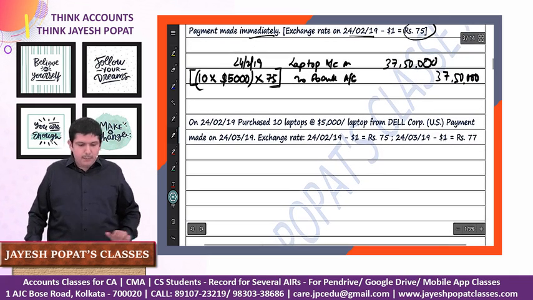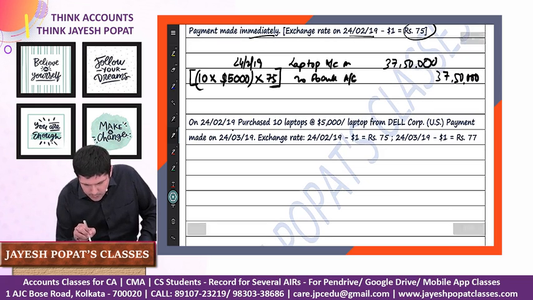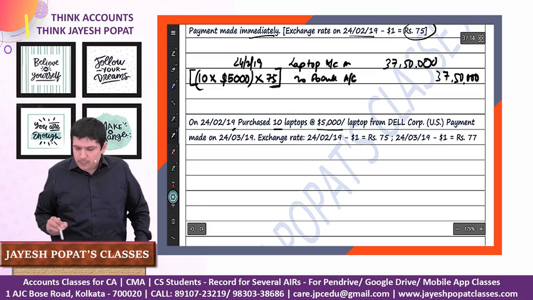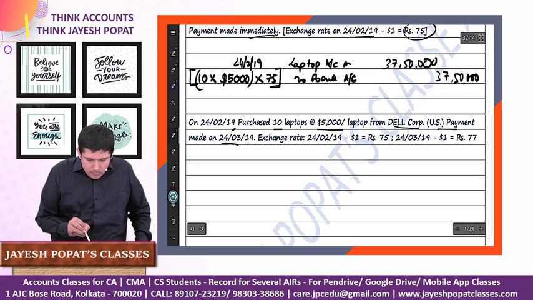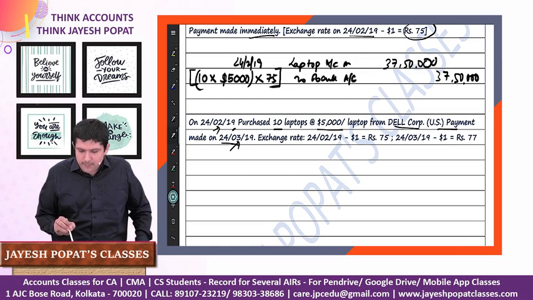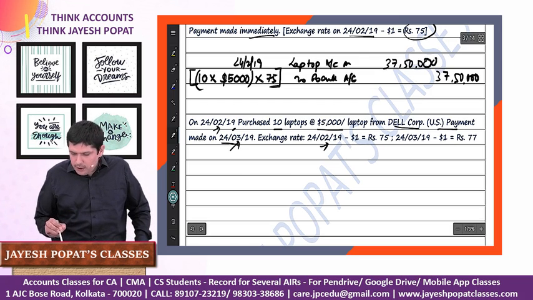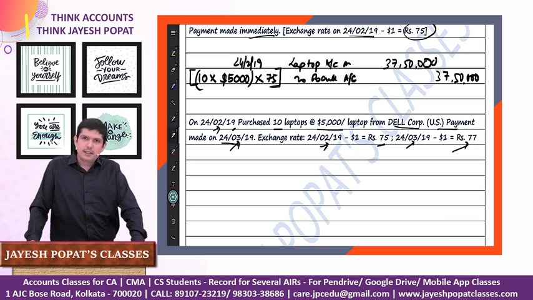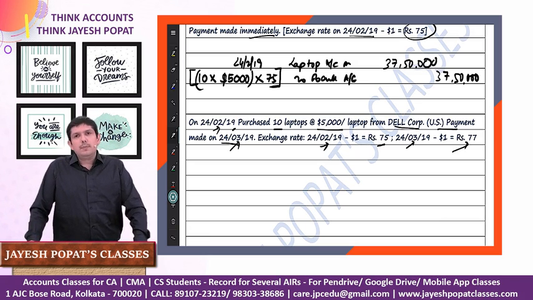Let's take another example. On 24th February 2019, purchase 10 laptops at $5,000 per laptop from Dell Corp US. Payment was made on 24th March. So you are purchasing on February 24th and you are making the payment on 24th of March after a month. On 24th February the rate was 75 for a dollar and on 24th March after 1 month the rate was 77 per dollar. Now let's see how this transaction needs to be recorded and what will be the treatment of foreign exchange.